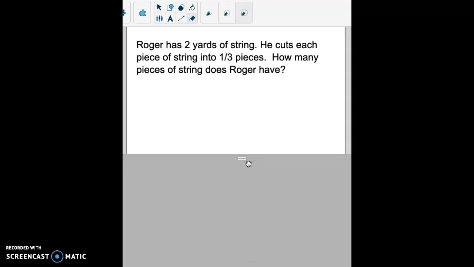We are in Go Math Chapter 8, Lesson Number 1. You should be copying everything that I do into your notebook so that you have a model in front of you when you go to complete the assignment on your own.